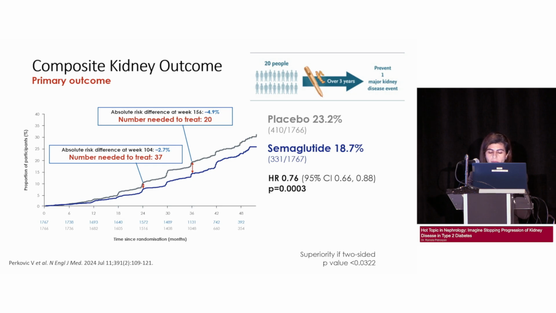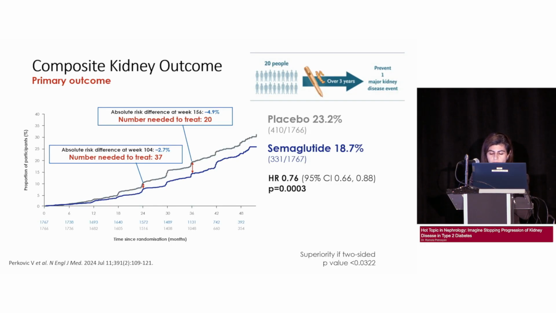And the primary composite outcome was major kidney events, which was onset of kidney failure, meaning either starting someone on dialysis or transplantation, if the GFR dropped below 15, or if there was a sustained 50% or greater reduction in the eGFR.